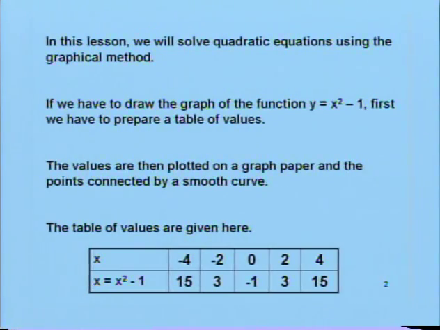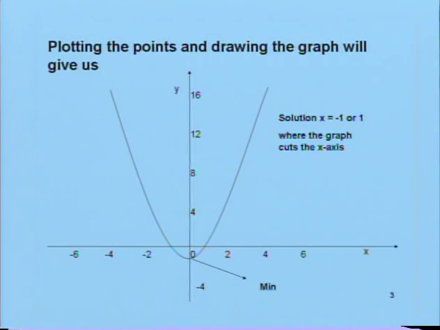To find the values for the function y equals x squared minus 1, note that that is y. Change the x to y equals x squared minus 1. We'll have corresponding values: 15, for -2 we'll have 3, for 0 we have -1, then 3, then 15. Plotting the points and drawing the graph will give us this graphical representation. Notice the smoothness of the curve.